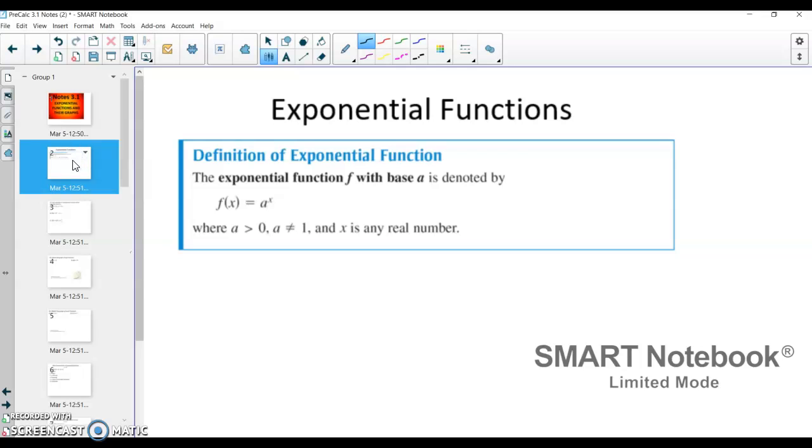where a has to be greater than 0 and a cannot equal 1, because if a equaled 1, 1 raised to any power is still going to be 1, and so we say greater than 0 but can't equal 1.